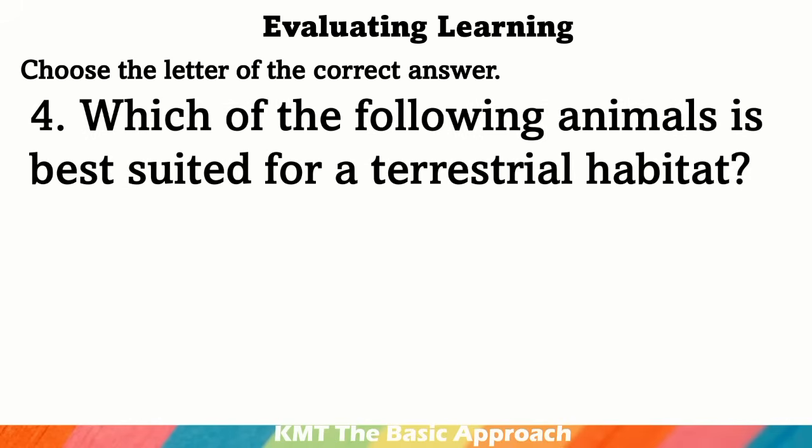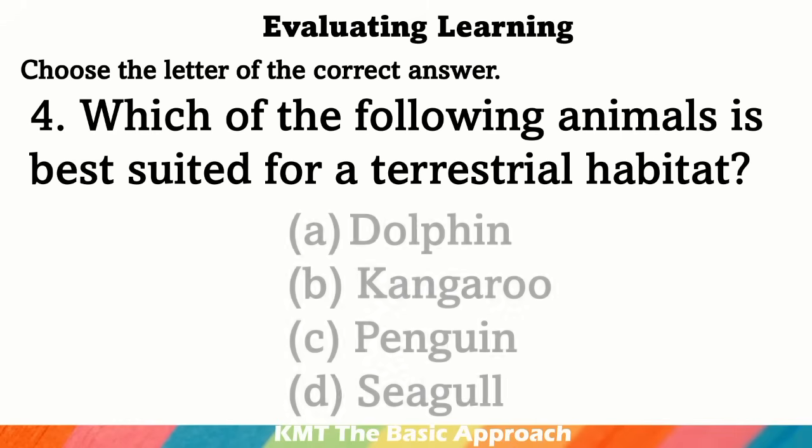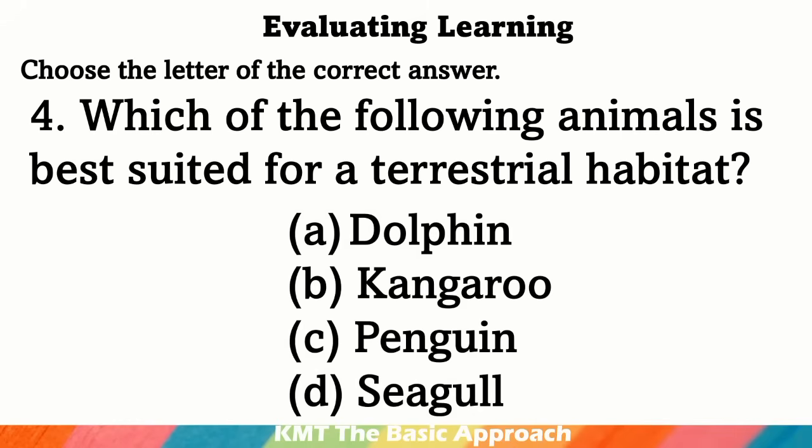Number 4. Which of the following animals is best suited for a terrestrial habitat? Letter A. Dolphin. Letter B. Kangaroo. Letter C. Penguin. Or letter D. Seagull. What is the correct answer? Great! The correct answer is letter B. Kangaroo.